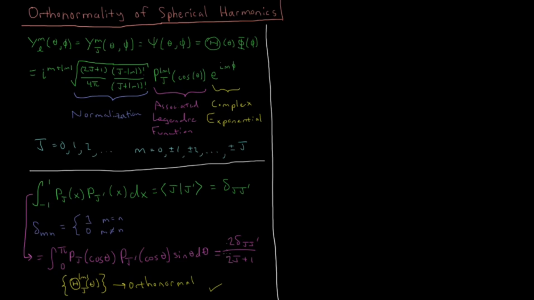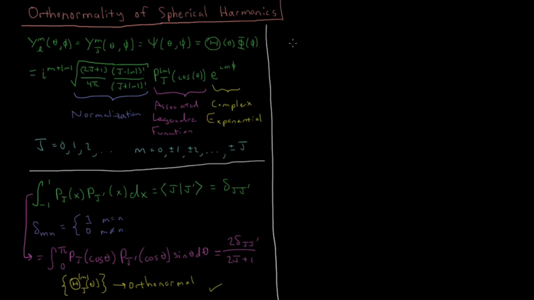Because we can pick some normalization constant for all of them, which is going to make them equal to 1 if j equals j prime, and we see they're going to equal 0 if j doesn't equal j prime, because this Kronecker delta will give us a 0. So the theta part is orthonormal to itself. Check, that is a good thing.